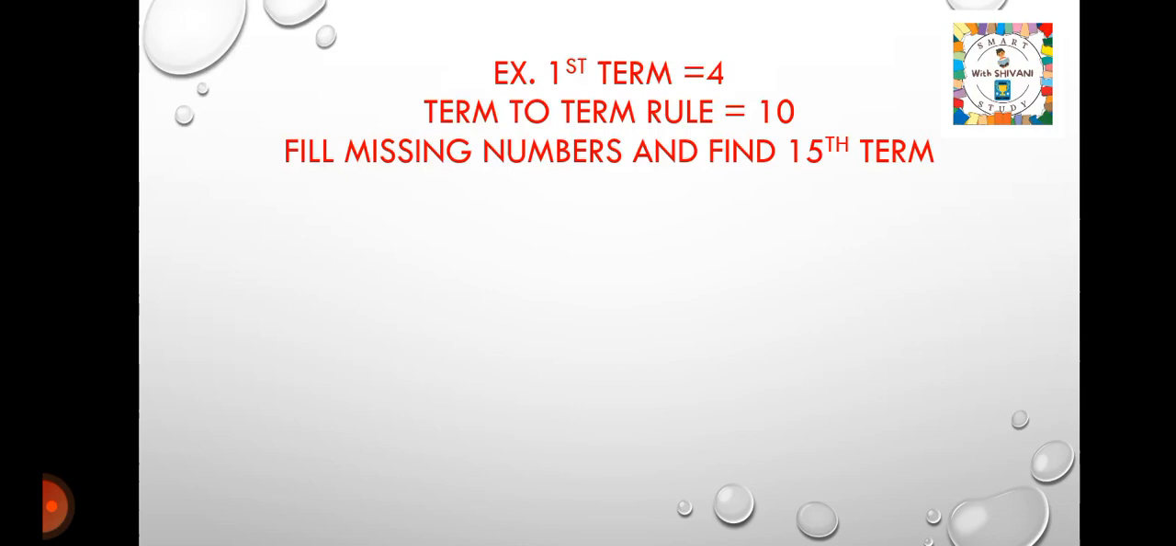Now we will check a few examples, like the first term is given to you, which is 4. The term to term rule is 10, and we have to fill in the missing numbers, and also find out the 15th term of the given sequence.